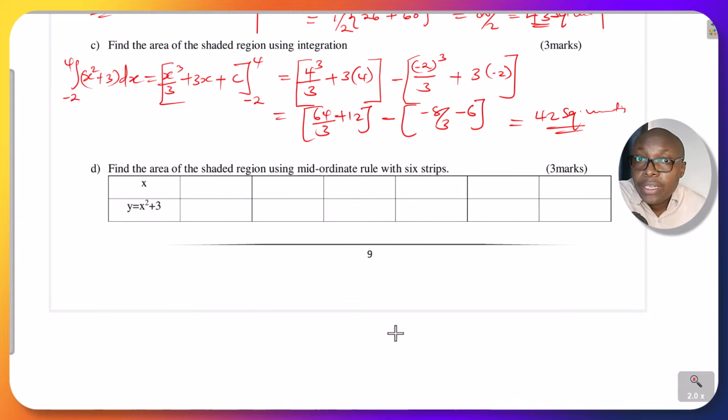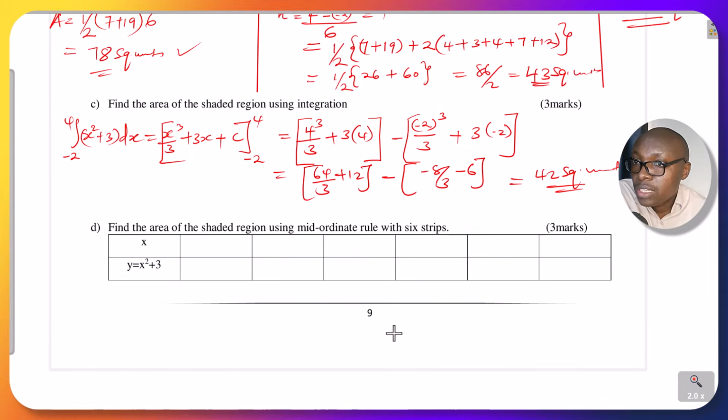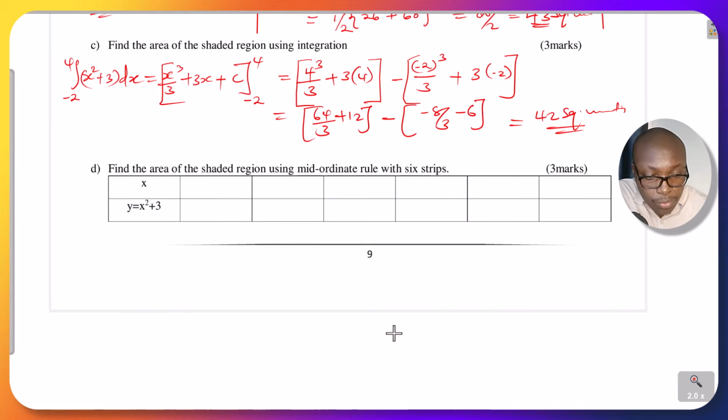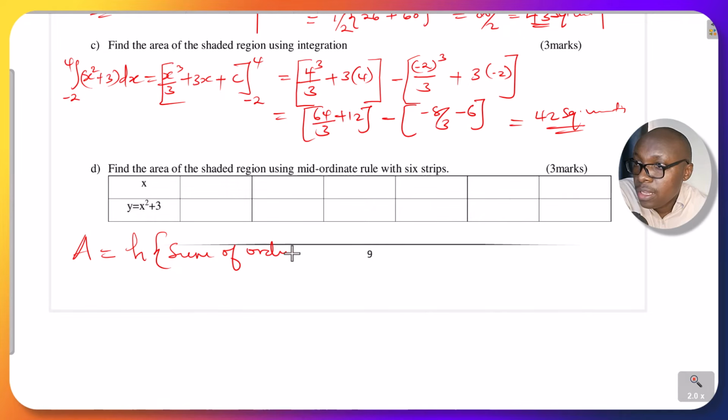Now we go to part D. Part D, find the area of the shaded region using the mid-ordinate rule with 6 strips. The mid-ordinate rule using 6 strips. So how is the mid-ordinate rule? This is the mid-ordinate rule. Area using the mid-ordinate rule is height multiplied by the sum of the ordinates. The sum of the ordinates.